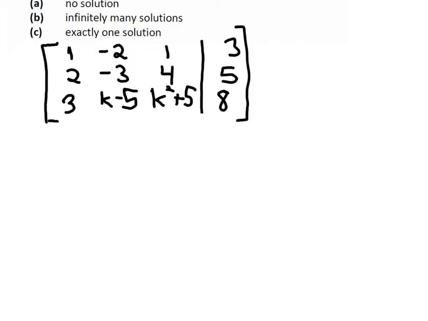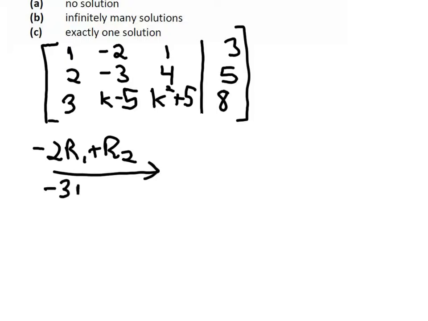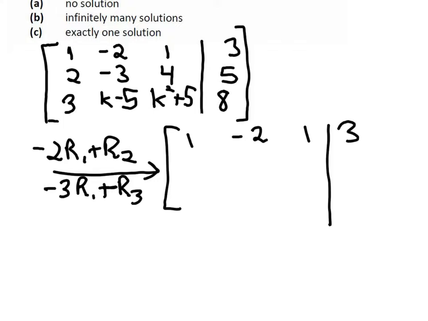I would do that using the operations -2 row 1 plus row 2 to get a 0 in that second row. At the same time, just to keep this video fairly brief, -3 times row 1 plus row 3 will give us a 0 in this position. The first row is going to stay the same. Okay, second row, we would have -2 plus 2, so that's going to be 0.